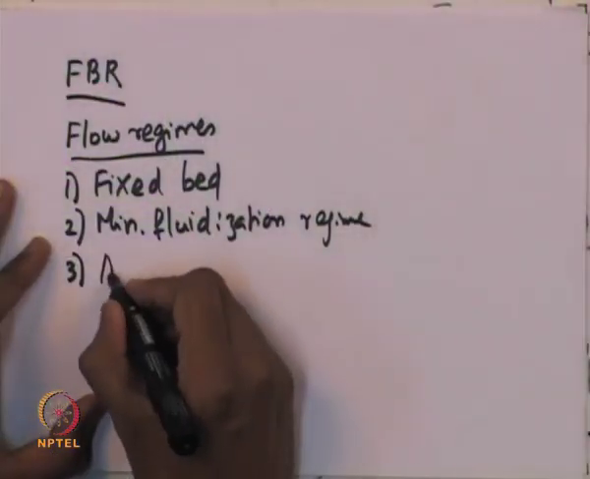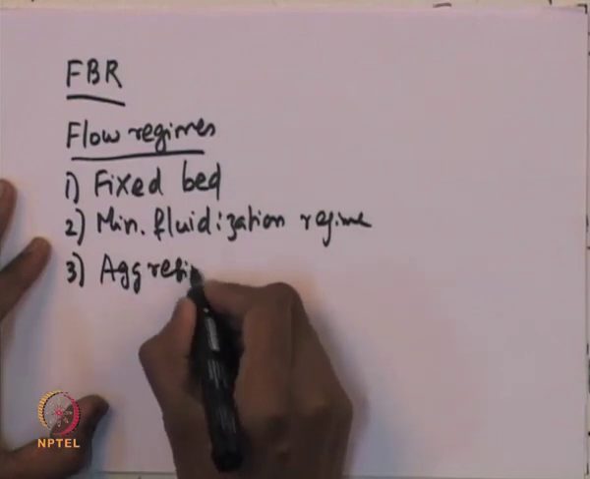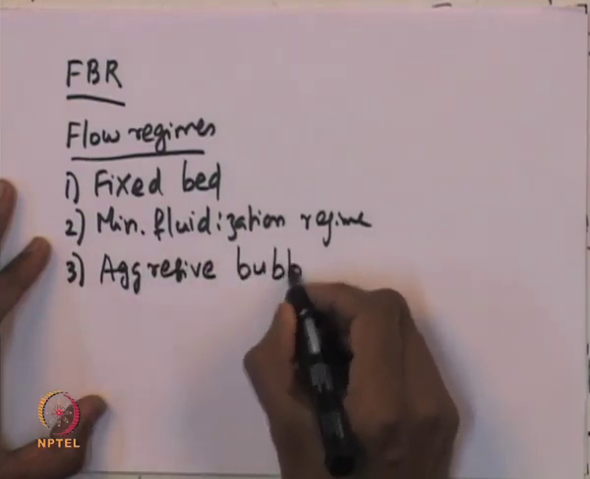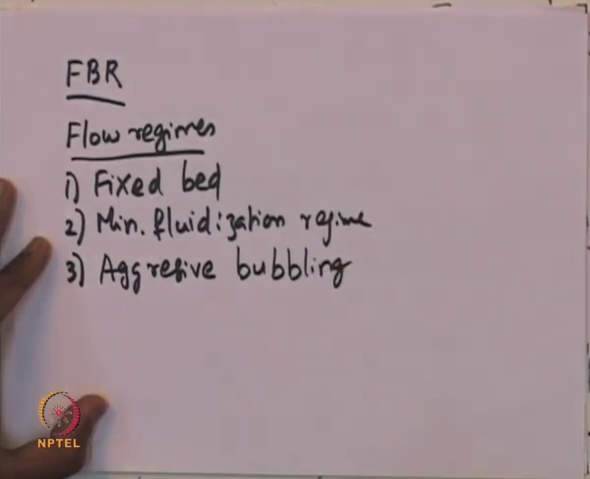Typically, near the minimum fluidization regime, bubbles are formed near the perforated plate, and then the bubbles start traveling through this bed which is being fluidized. And the third regime is called the aggressive bubbling regime. When the velocity with which the gas stream is flown inside increases, the bubbling significantly increases, and lots of bubbles are formed, which causes a tremendous amount of recirculation of the fluid and also the catalyst particles, so that regime is called the aggressive bubbling regime.